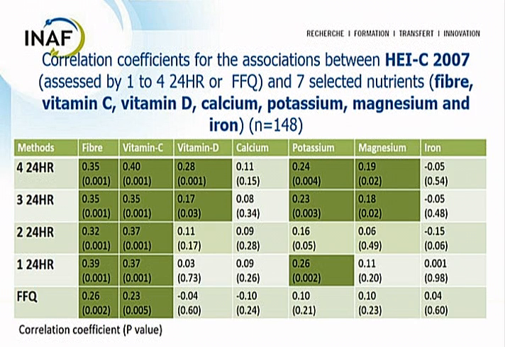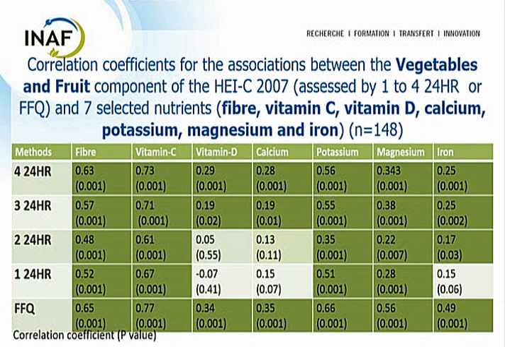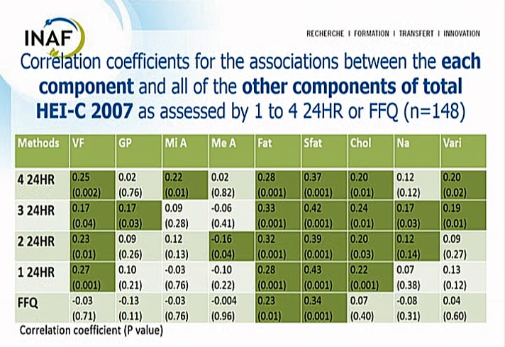Concerning the association with nutrients, here you can see that data obtained from 3 and 4 days of 24-hour recall presents significant correlation with 5 out of the 7 nutrients analyzed, while the result obtained from the food frequency questionnaire correlate with only 2 of the nutrients analyzed. However, when we analyze specifically the fruit and vegetable component, there is significant correlation for all the nutrients with most of the techniques analyzed. Here you can see the association between each component and the sum of all the other components. So it's mostly the total score.